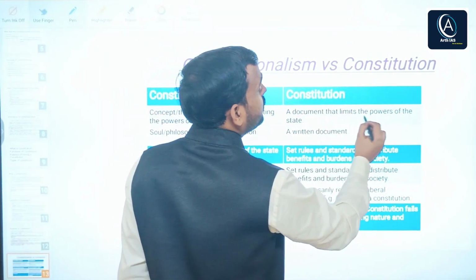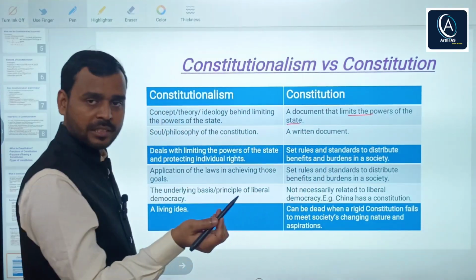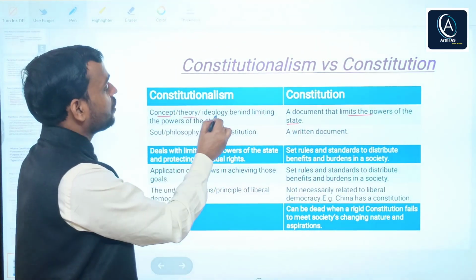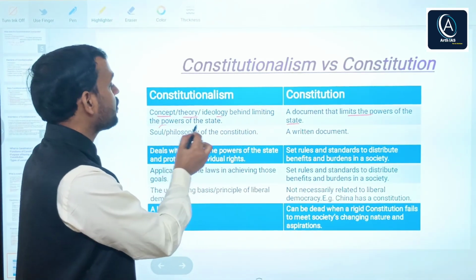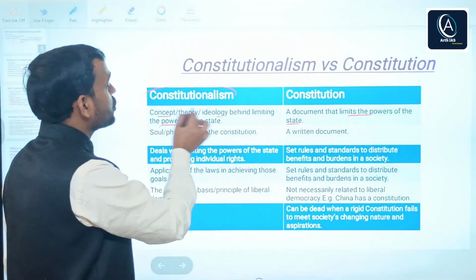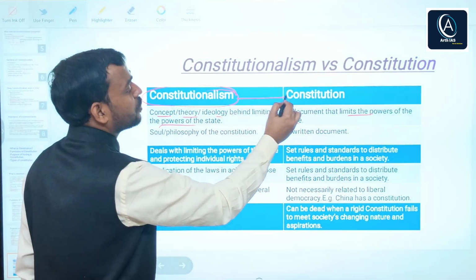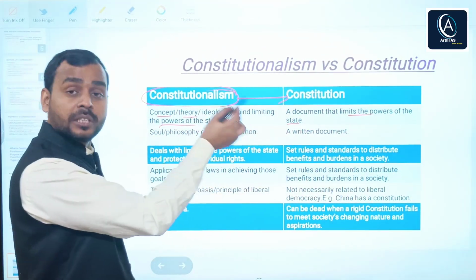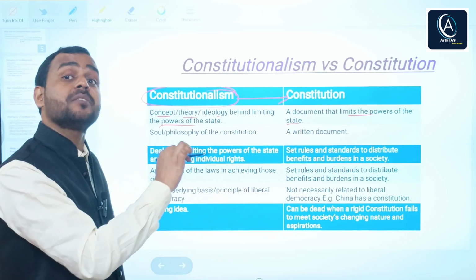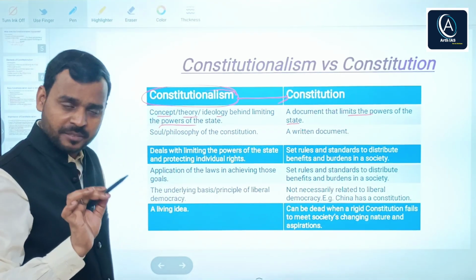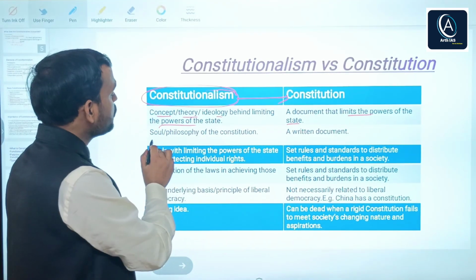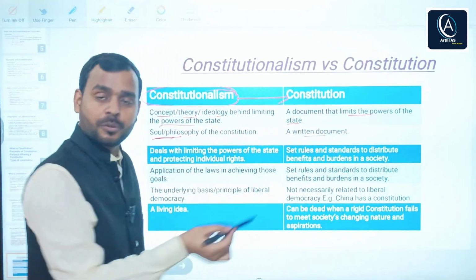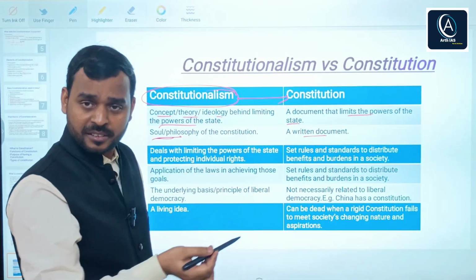Constitution is a document that limits the power of the state, obviously. Constitutionalism, as I already told you, is the concept, theory, or ideology behind limiting the powers of a state. So first comes constitutionalism, and then comes the constitution. And I told you that both can exist with each other and without each other. Also told you that it is the soul or philosophy, while the constitution is a written document, though in some countries it is unwritten.